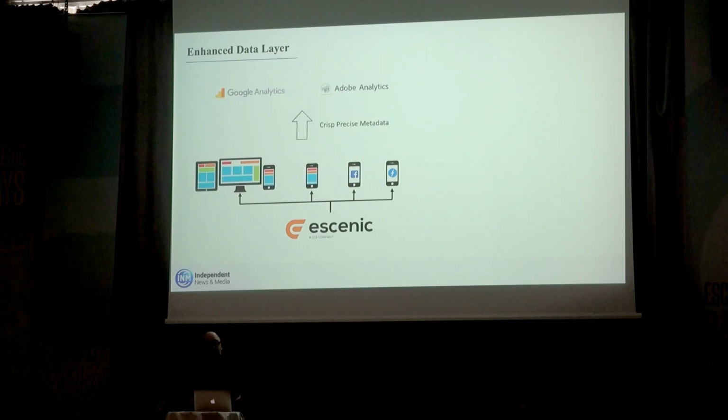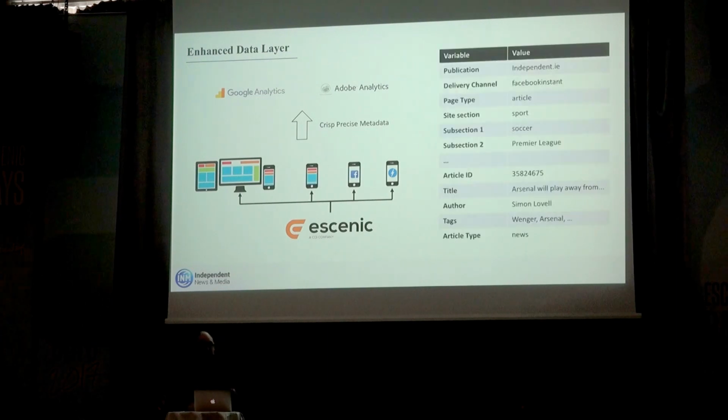So we knew we needed to deliver crisp, precise metadata to our analytics platforms. And we did a big project working with our development partner, Bailiwick, and our own internal development team. And we really took metadata that we had within the eScenic platform and we exposed it out to our analytics platform. And that enabled us to know what delivery channel we're on, what site publication we were talking about. What's the page type that we're on? Is it an article? Is it a section?